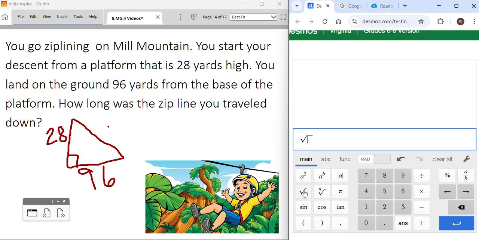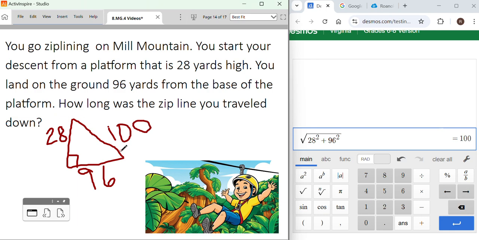So we're going to start with the square root, and we're going to do leg squared plus leg squared. And that gives us 100, which makes sense because the hypotenuse needs to be the longest.